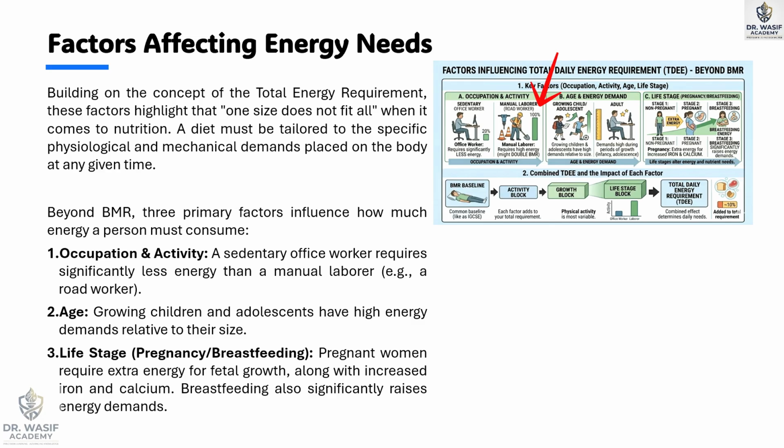Next up is age. This often surprises students. Growing teenagers between 14 and 18 years old have incredibly high energy demands relative to their body size because they are constantly synthesizing new tissues during puberty. Contrast that with a senior citizen over the age of 70 years. As cellular turnover slows down and muscle mass naturally declines, their total daily energy demand drops significantly.